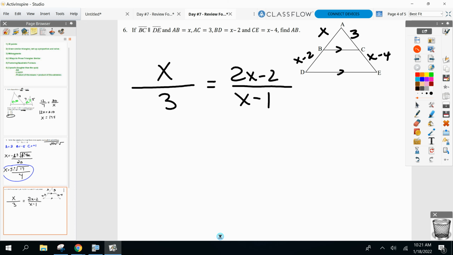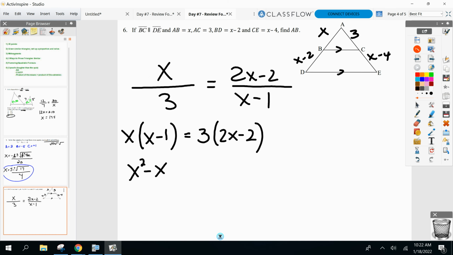All right. You might have a different proportion than me. That's fine. But hey, are we cross multiplying x and x minus 1? And are we cross multiplying 3 and 2x minus 2? Please remember, full sides only in your proportion. Full sides. BD, CE are not full sides. So make sure we're combining like terms, adding sides together to get a full side. All right, so here we go. X squared minus x equals 6x minus 6.